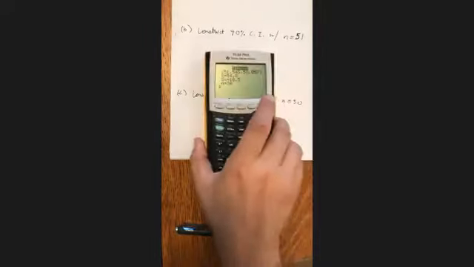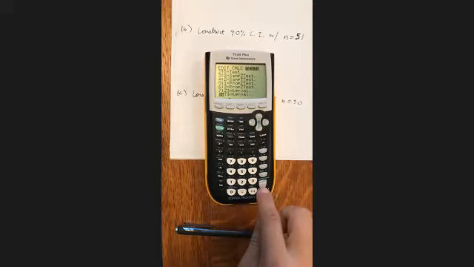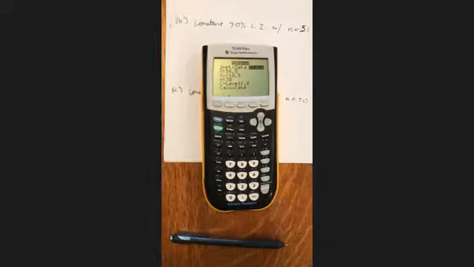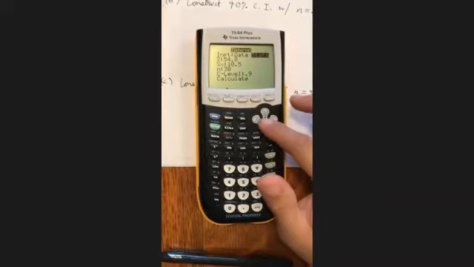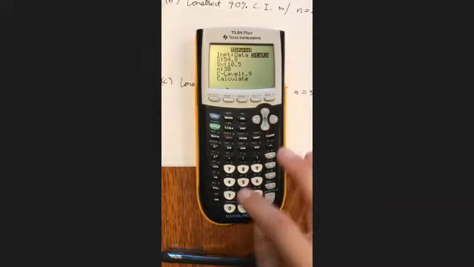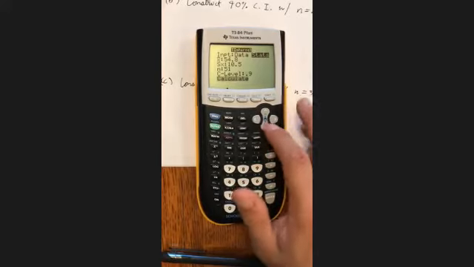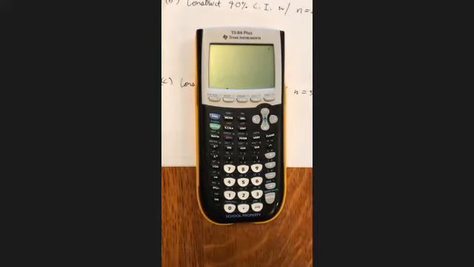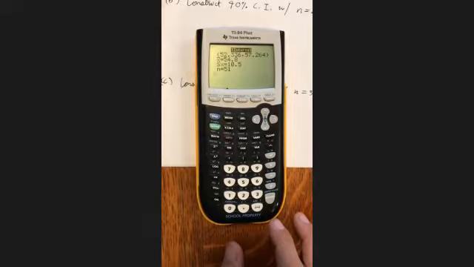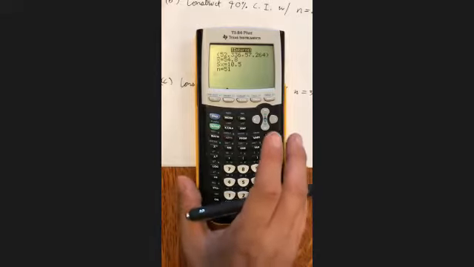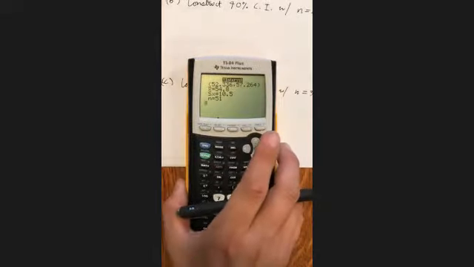All right. So again, we bring up the same function, stat, test, cursor down to t interval, then put in all the data. It should store most of the data, so we're only changing the sample size. The confidence level is the same. Hit enter, and booyah, we've got our confidence interval.